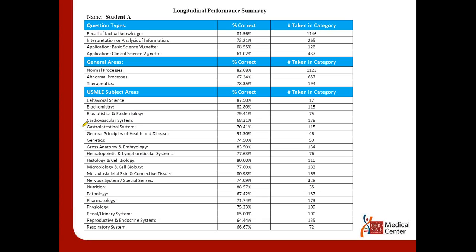Sometimes those questions aren't really testing anything clinical. They're more testing basic science concepts, so we categorize those separately. But they're struggling heavily with clinical science vignettes. If you look down a little bit further, they're doing okay on normal processes.